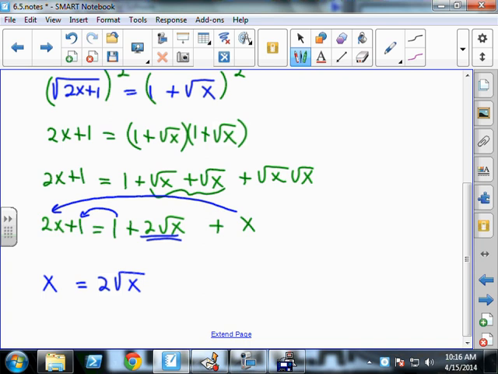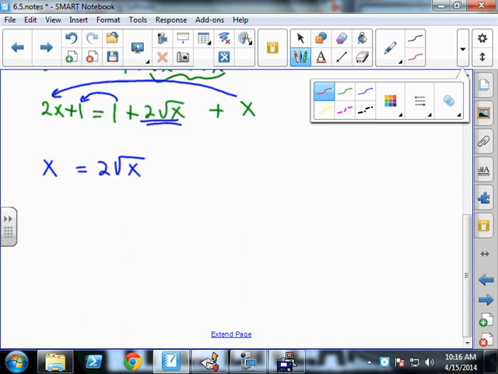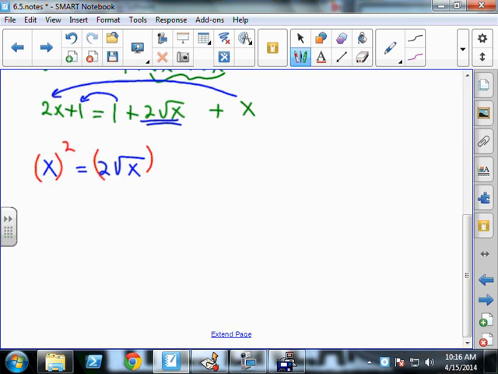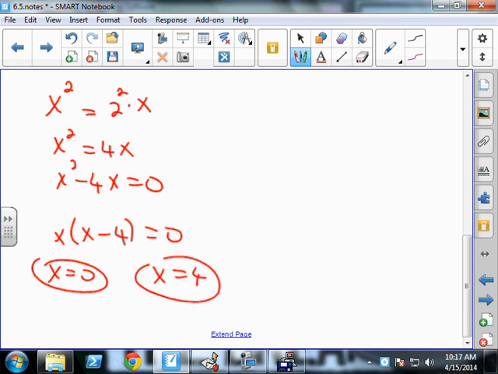Now I'm going to go ahead and square both sides. I've got to be real careful here when I square this. Make sure you remember your exponentiating rules. So I'm going to square this, and I'm going to square this. I get x squared on the left. On the right, I get 2 squared times rad x squared, which is x. So I get x squared equals 4x, or x squared minus 4x equals 0. So I get x times x minus 4 equals 0. So I think my answers are 0 and 4. That's what I think. Wow, that took a lot of work. You're darn right it did.